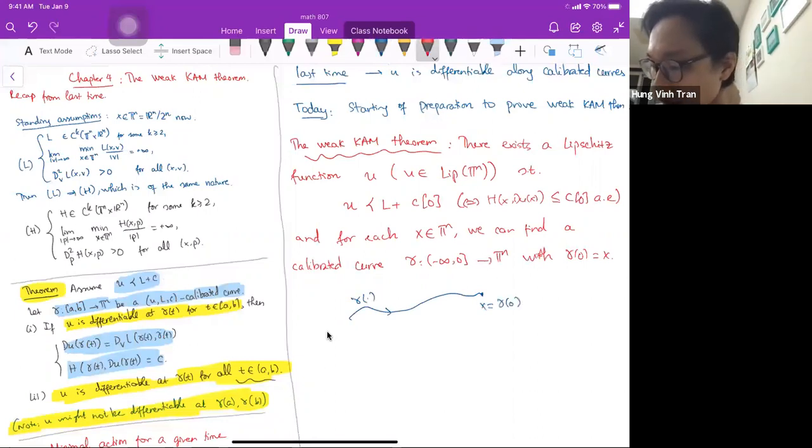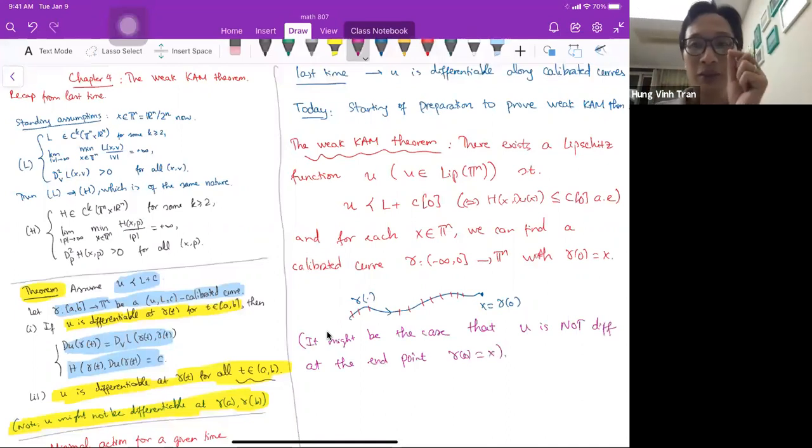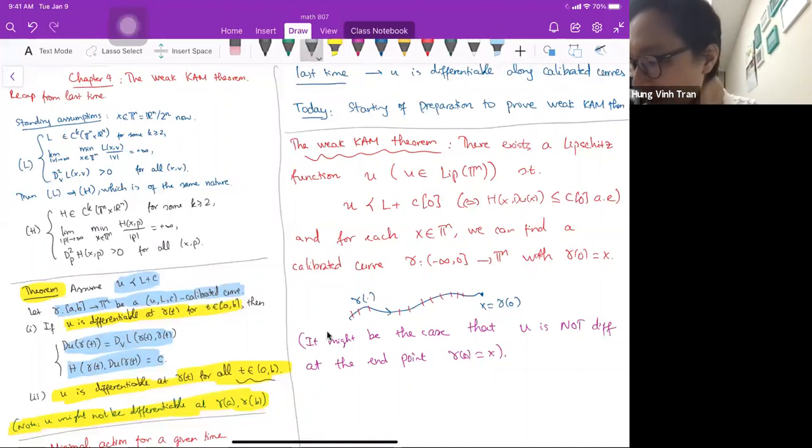And we have shown that U is differentiable along this characteristic, but clearly it might be the case that U is not differentiable at the endpoint gamma 0 equals x. Okay, so that is a very interesting phenomenon, right? Because you have a point, that point is the ending point of your curve. Your function is differentiable everywhere along your curve, but not at that point. And that is, again, the main content of the so-called Weak KAM Theorem.